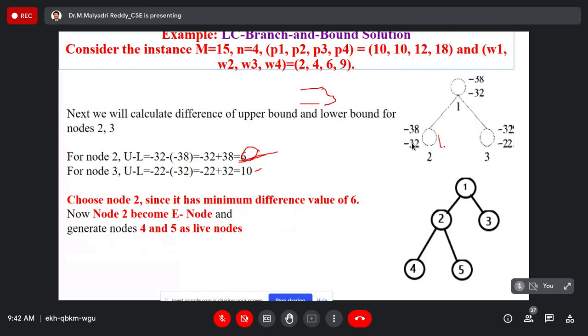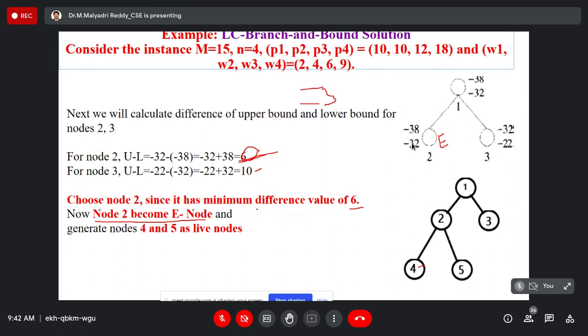Automatically, node 2 becomes the E node. Since it has the minimum cost value of 6, node 2 becomes the E node. That means it is a further expandable node. From 2, I have to generate 4 and 5 as the live nodes. So this is the next step. Now the E node is 2 and the live nodes are 4 and 5.